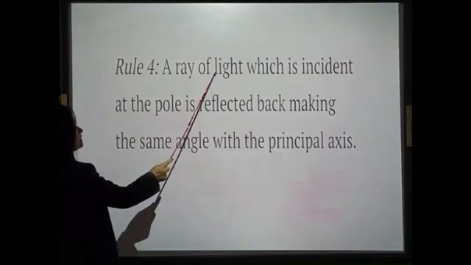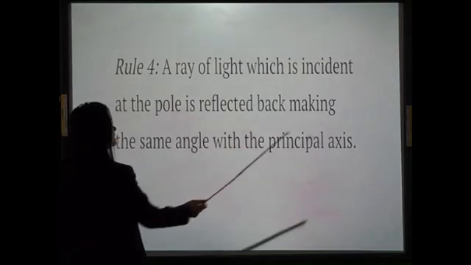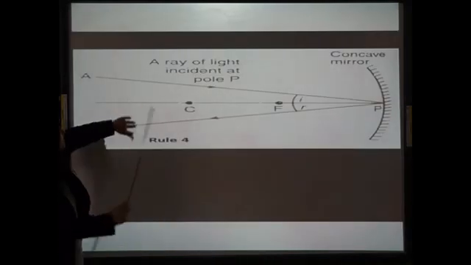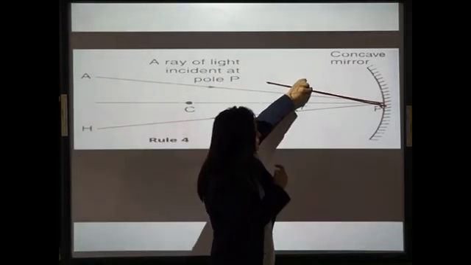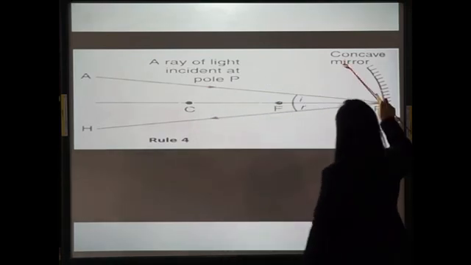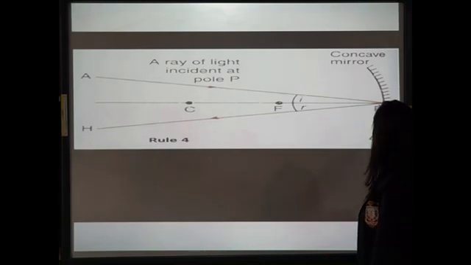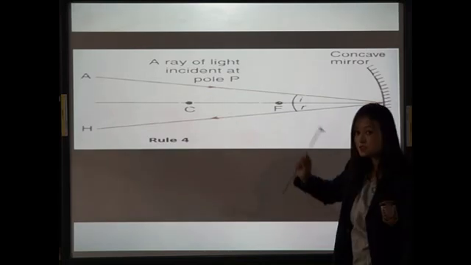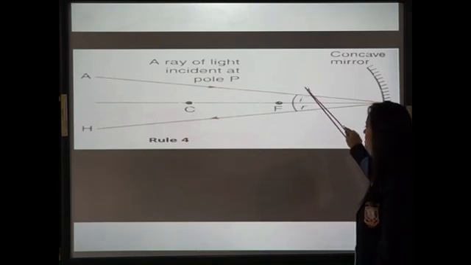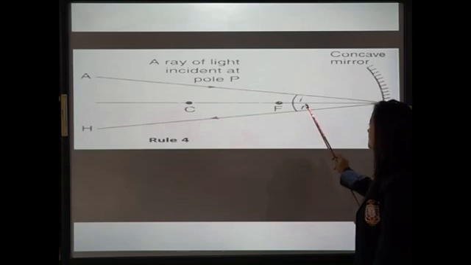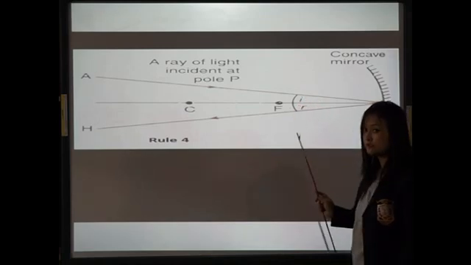The last one: a ray of light which is incident at the pole is reflected back, making the same angle with the principal axis. Which means, here, this is your incident ray. As it comes and hits the pole of a mirror, that means the center of the mirror, the reflected ray will pass in such a way that the angle of incidence, small i, and the angle of reflection, r, will be equal. If i is 30, r will also be 30. If i is 50, r will also be 50.